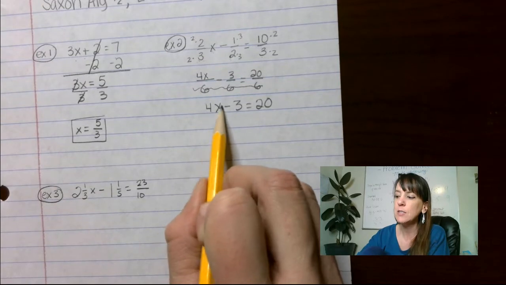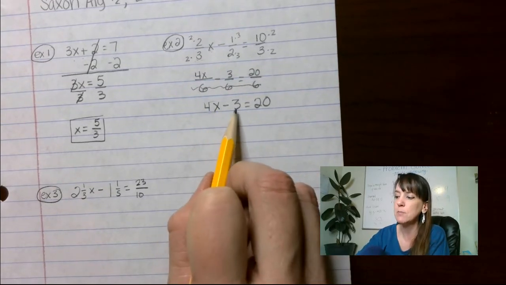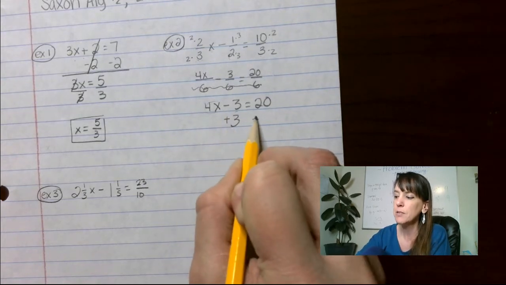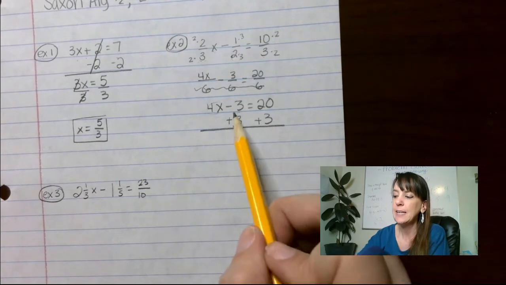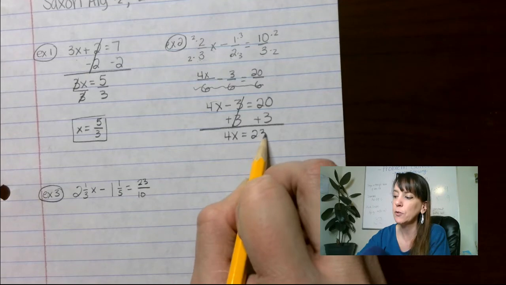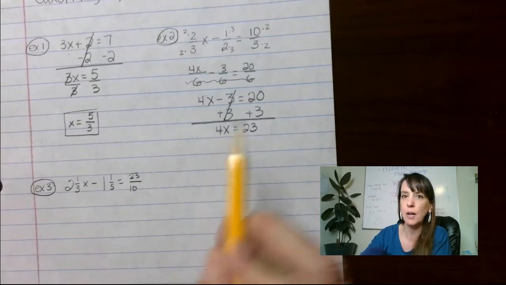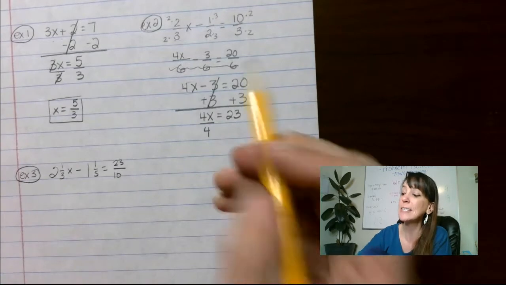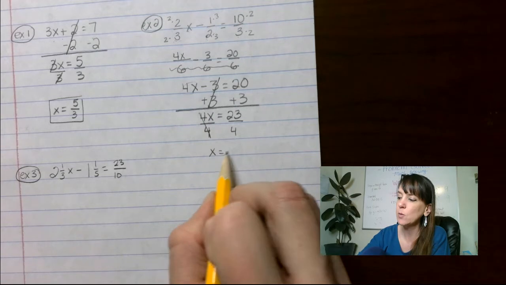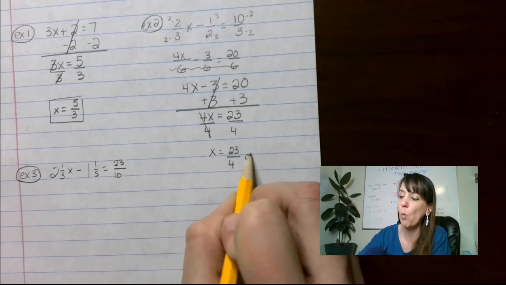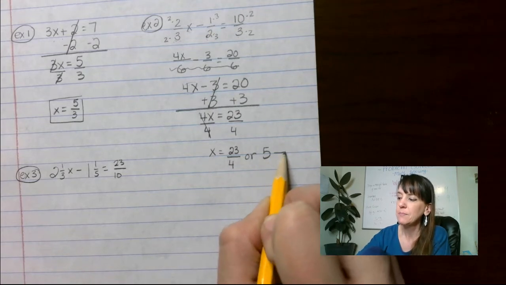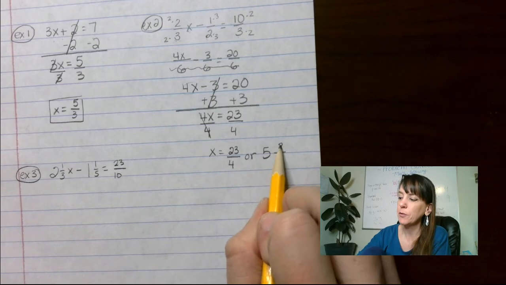So what we want to do is get this chunk by itself. So in order to do that, we need to move this over. What we do there, we do the opposite. So we're subtracting here, we're going to add plus 3, plus 3. The reason why we do that is these guys cancel out. And I'm left with 4x equals 23. Now I'm multiplying here, so the opposite of multiply is divide. These guys cancel out, and I'm left with x equals 23 over 4, or 4 goes into 23 5 times, right? With a remainder of 3.